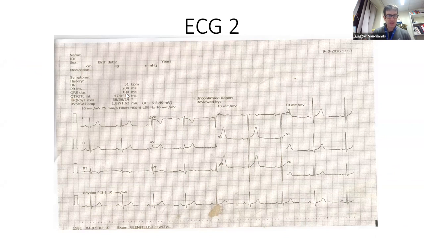Okay, so the rate's 51 there. Interesting how the computer makes it 51, but let's count. 1, 2, 3, 4, 5, 6, 7, 8, 9. So that's 9, so that's 56 beats a minute. So that's different to what the computer's saying.